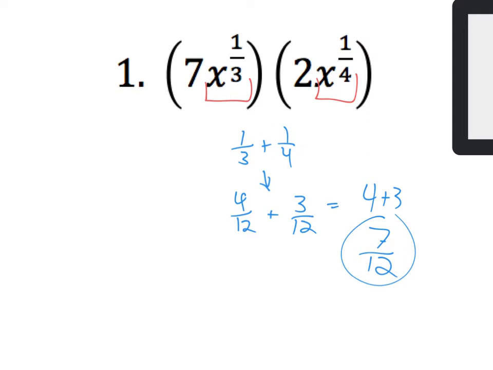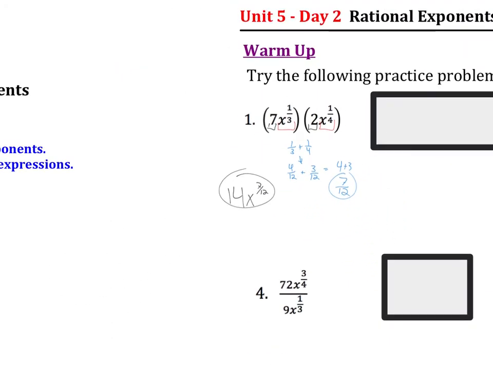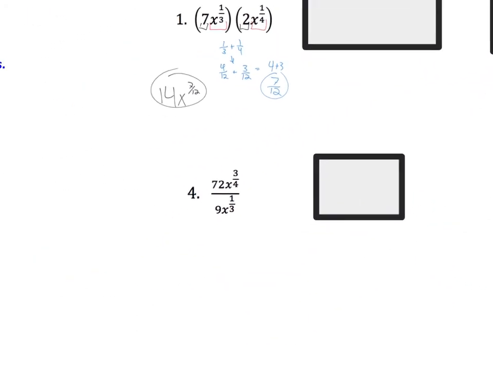With regard to the constant numbers out front, the 7 and the 2, we just multiply those together. So we're going to have 14x to the power of 7/12. Next one, number 4.